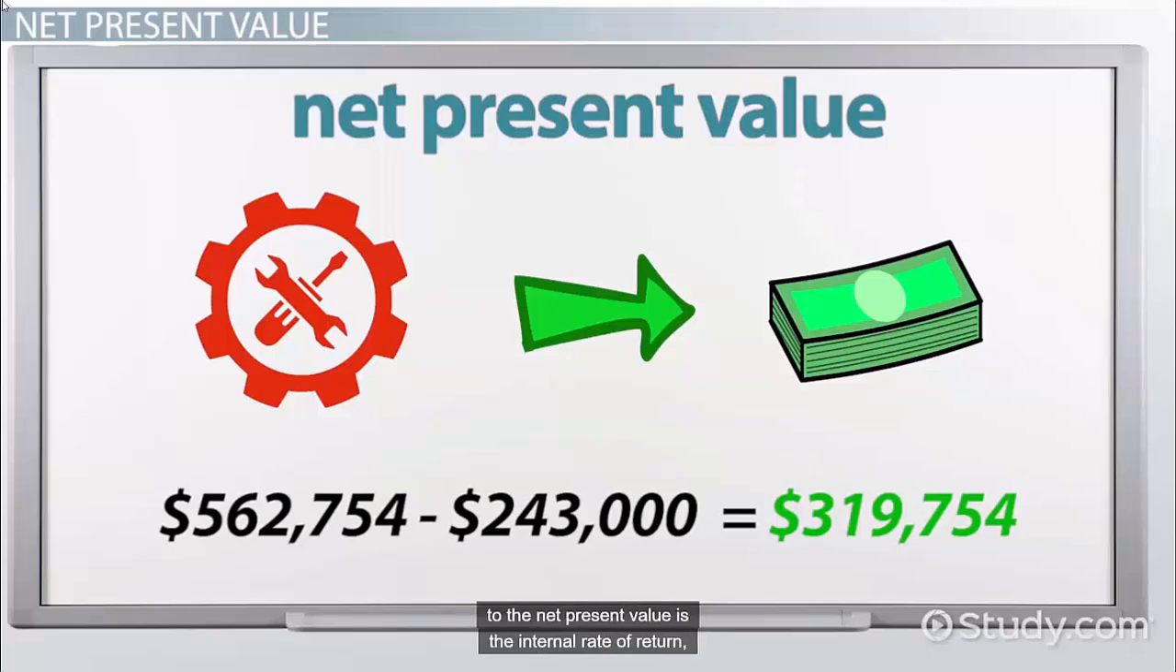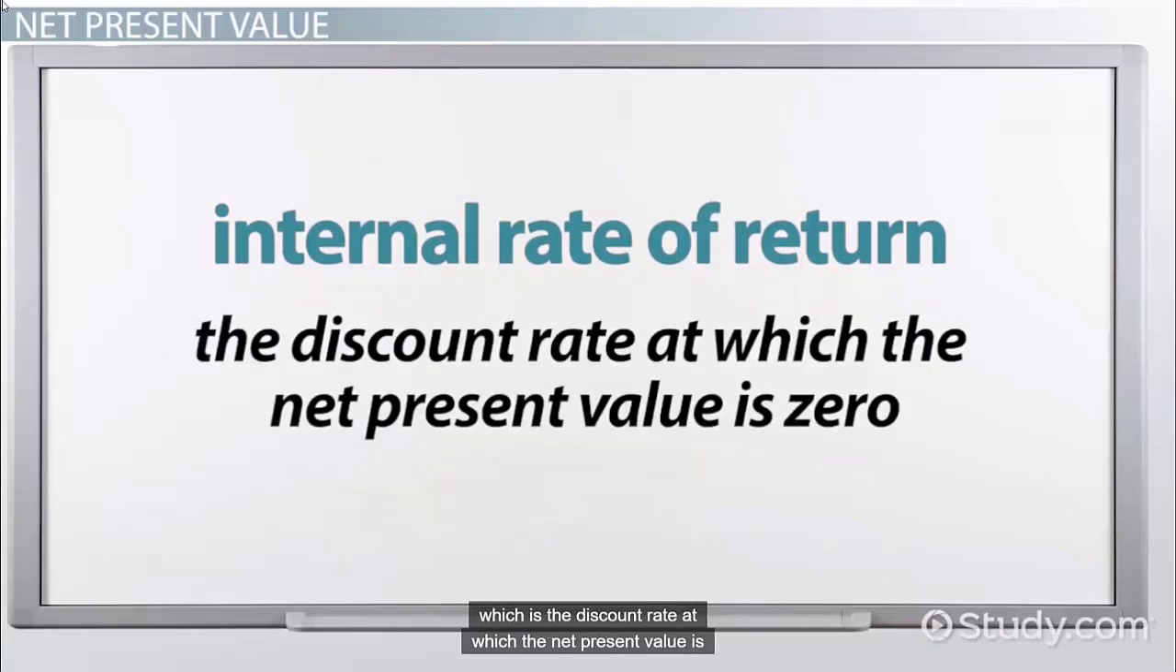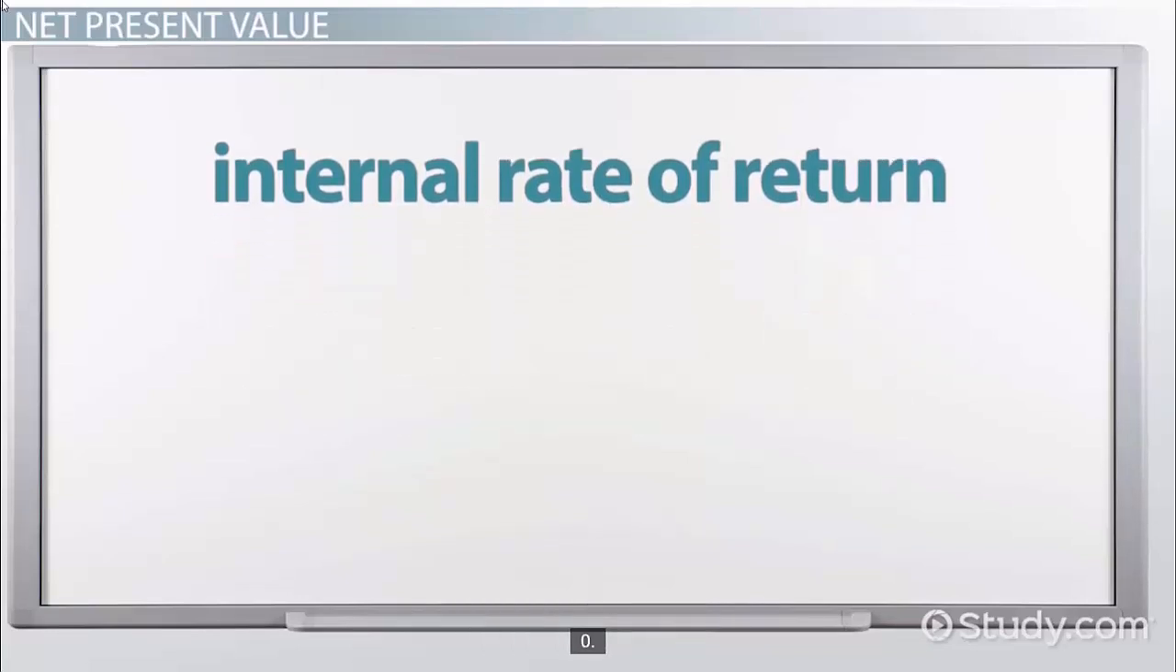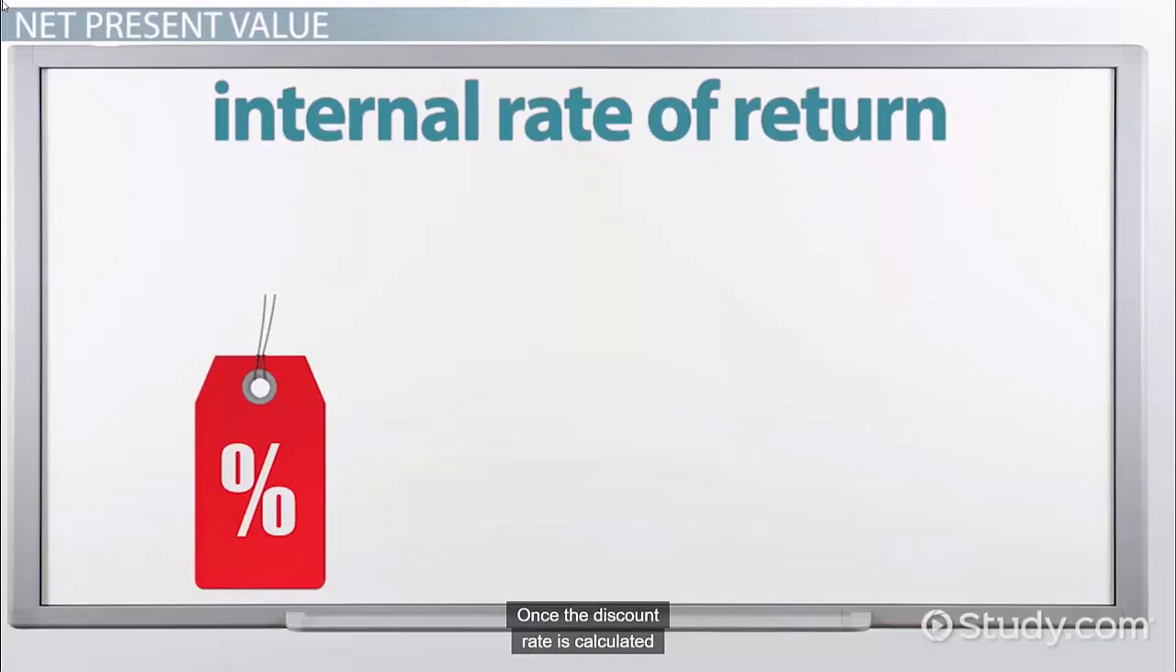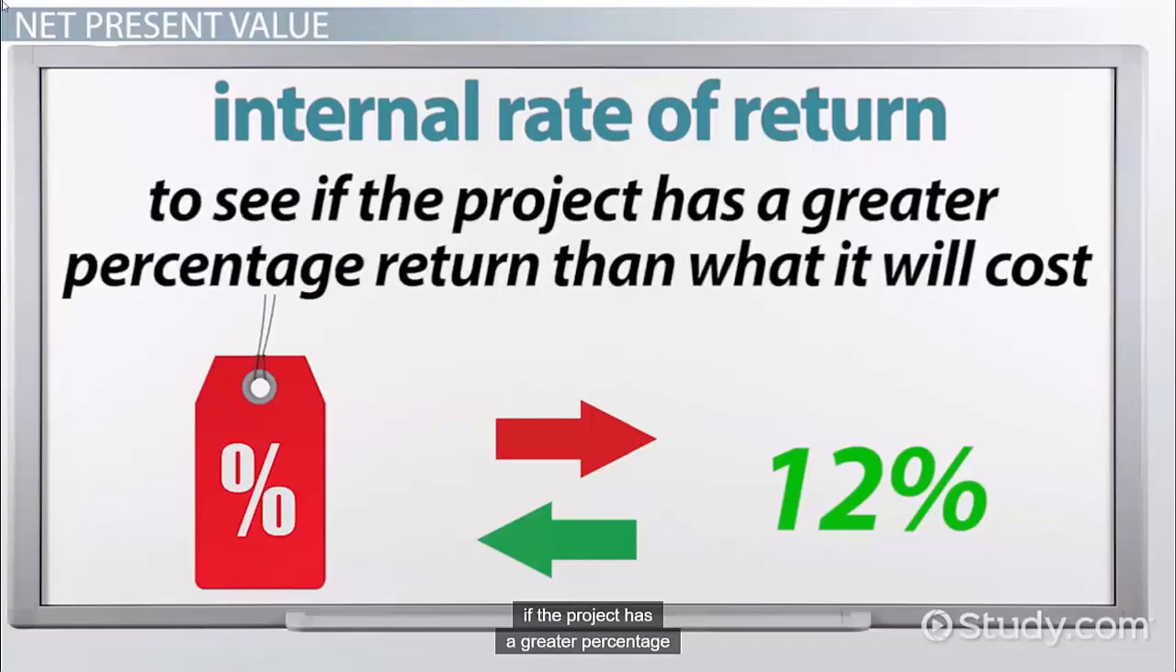Related to the net present value is the internal rate of return, which is the discount rate at which the net present value is 0. Once the discount rate is calculated, it can be compared to a hurdle rate, like 12% in the previous example, to see if the project has a greater percentage return than what it will cost.